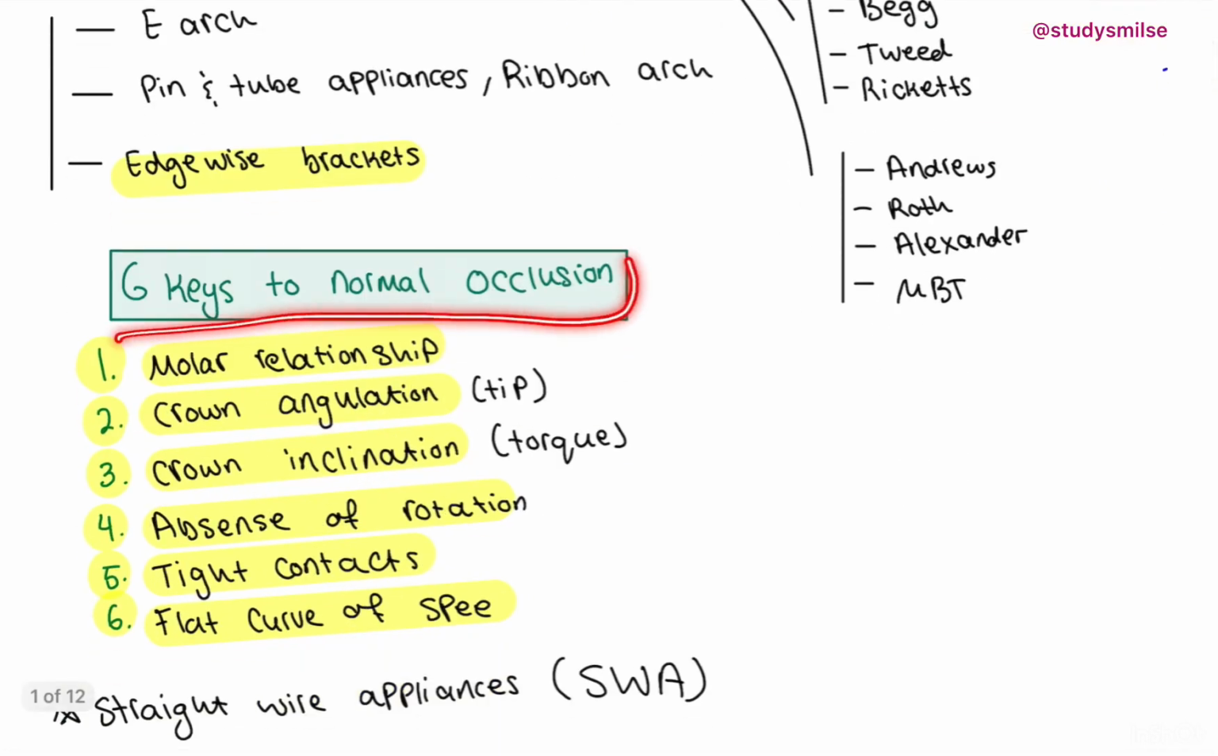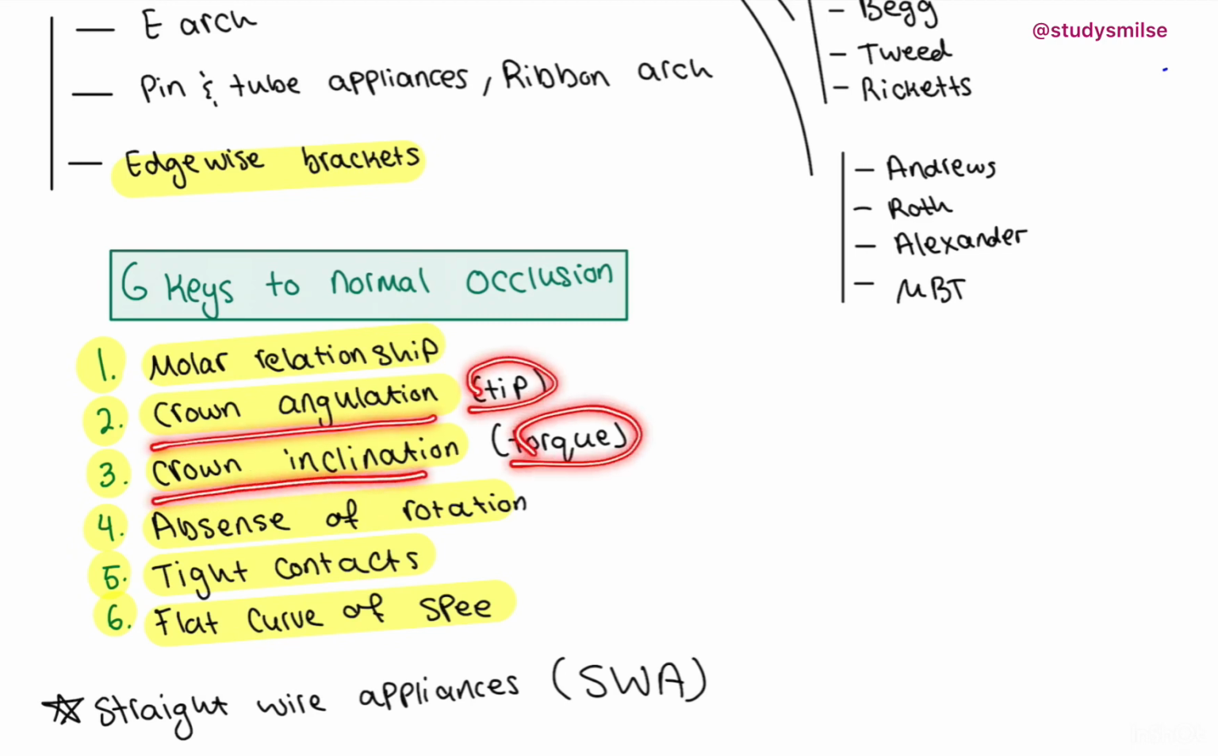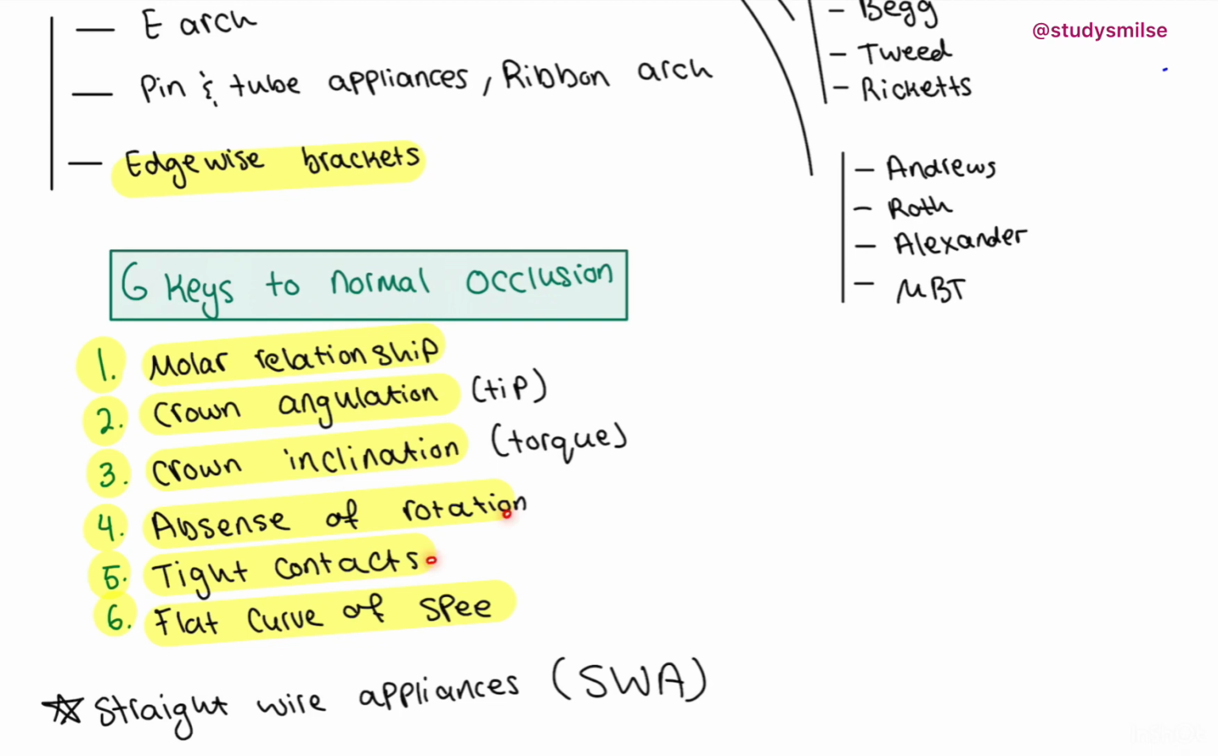And remember this, that there are 6 keys to normal occlusion. We need to have a molar relationship, crown angulation, crown inclination, so that this crown angulation refers to the tip and crown inclination to the torque. Absence of rotation, tight contacts, and flat curve of Spee.